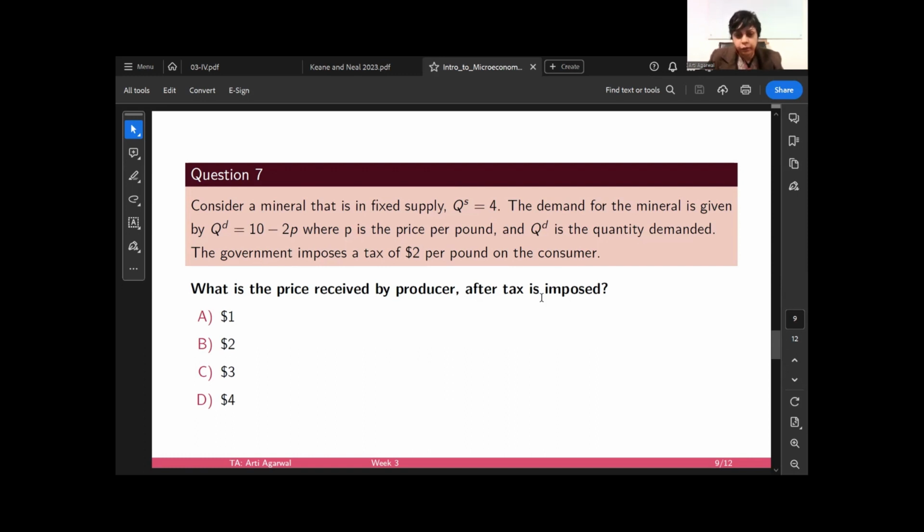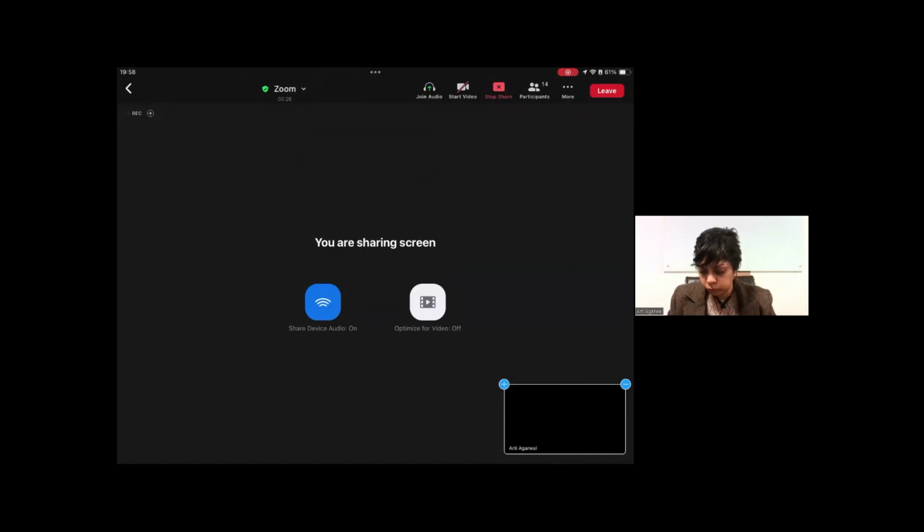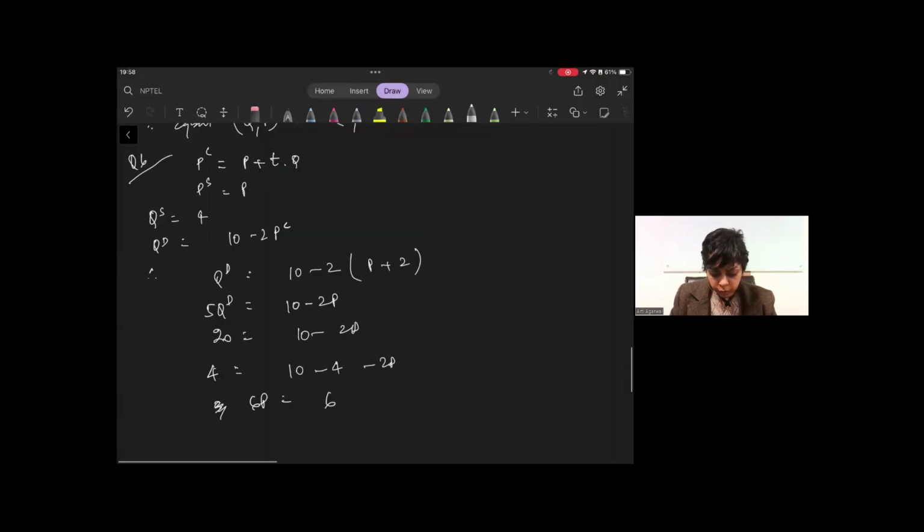So let me share this screen now. I still have to log in again. I'm logged out once again. I have to log in, give hosting permission, then share screen. Okay, let's start. Okay, so let's keep it till here.